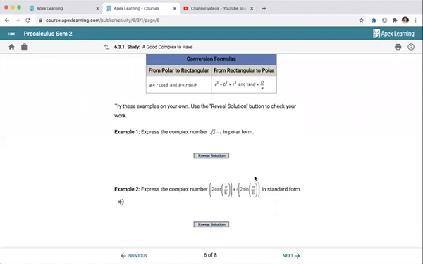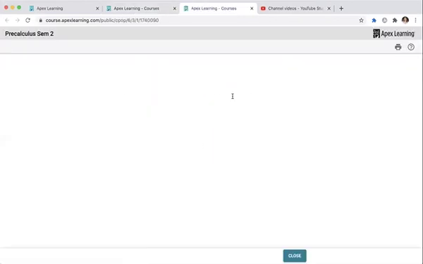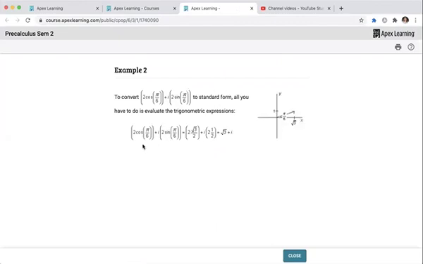Then we have to express our complex number in standard form, okay? In standard form. So understanding what form this is here. Okay, so what does this actually mean? If we look at our solution for this one here, we'd understand that our angle is pi over 6.